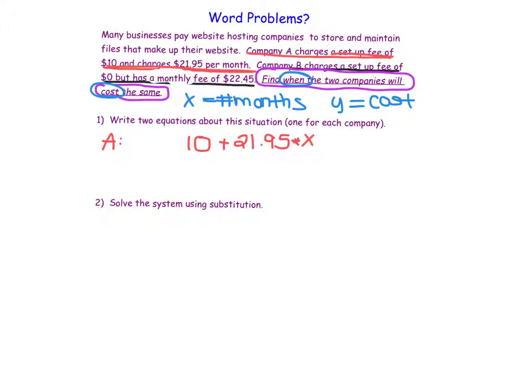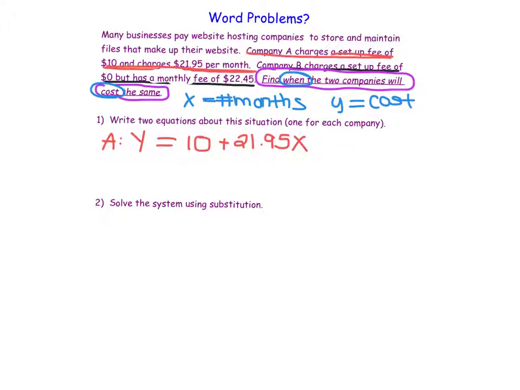So that's going to be 21.95 times x, or you can just write 21.95x. So that's how my cost is calculated. So here I have $10 plus 21.95 times the number of months, and that is going to equal my cost. So here I've written a cost equation for company A. It's $10 as a flat fee plus $21.95 per month.